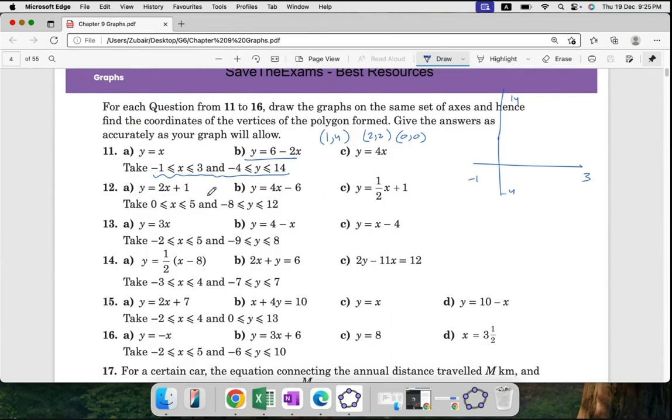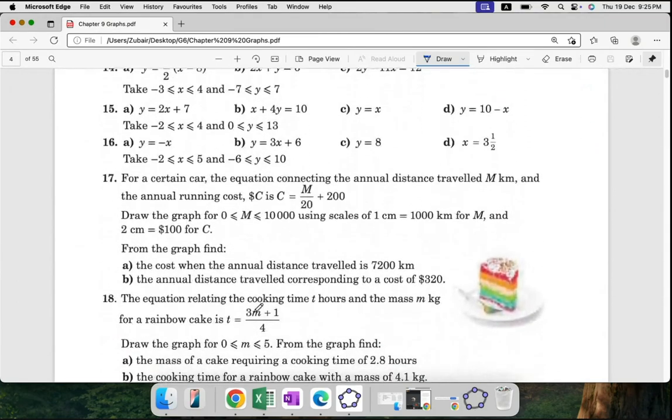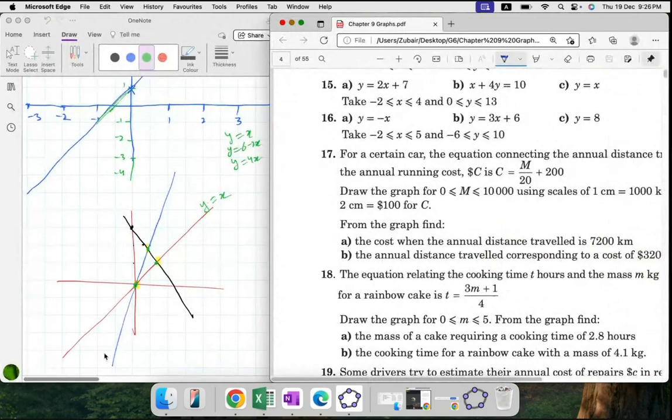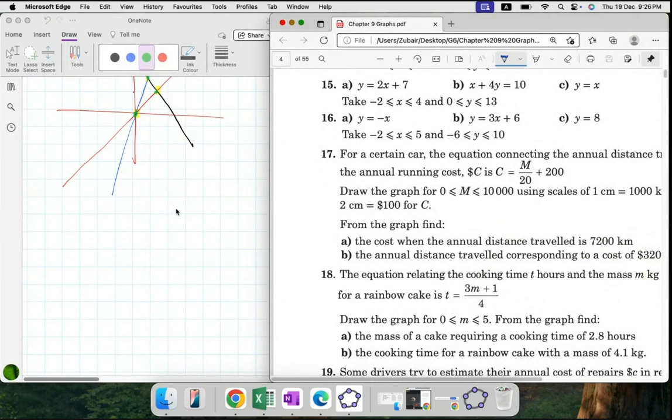In an exactly similar way, questions 12, 13, 14, 15. I'm just looking at them. And 15 has 4 equations, but all of them are definitely linear. y equals 2x plus 7: positive gradient, positive y-intercept. So let's make a sketch and then we will draw.